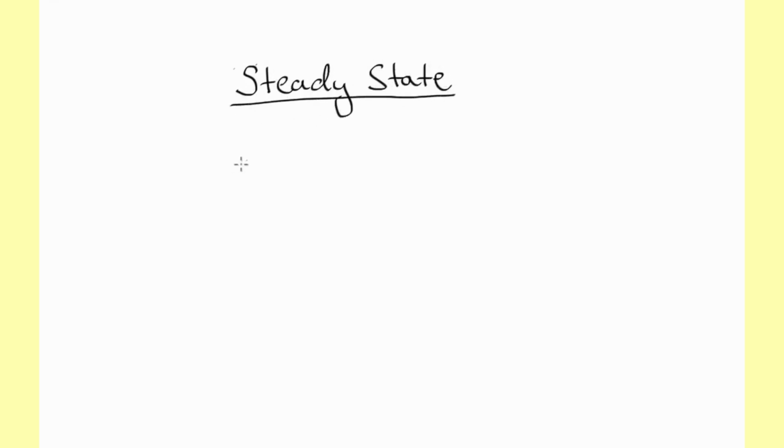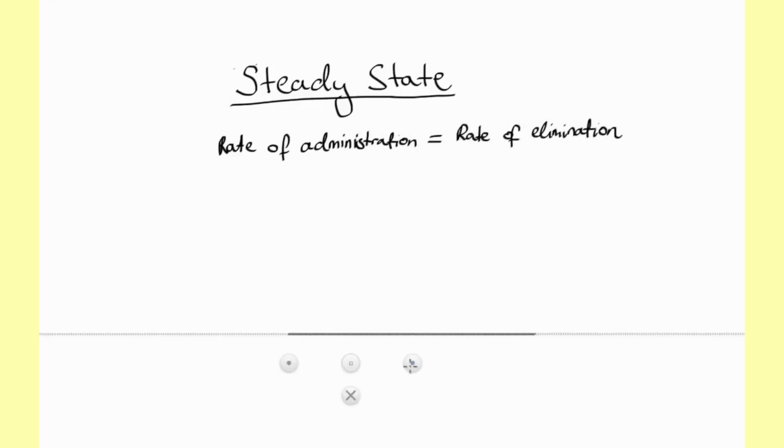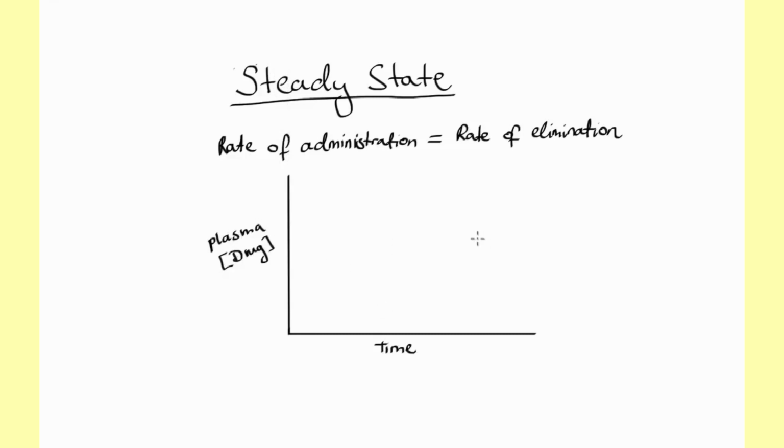So when doses of a drug are repeatedly administered, a drug will accumulate in the body until the rate of administration equals the rate of elimination. This is what we call steady state. So if we were to graph it, when after each additional dose, the peak and trough concentrations stay the same, we know we reached steady state. This is typically attained in about 4 to 5 half-lives.